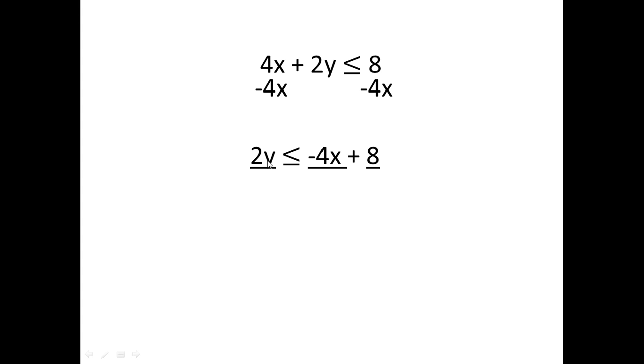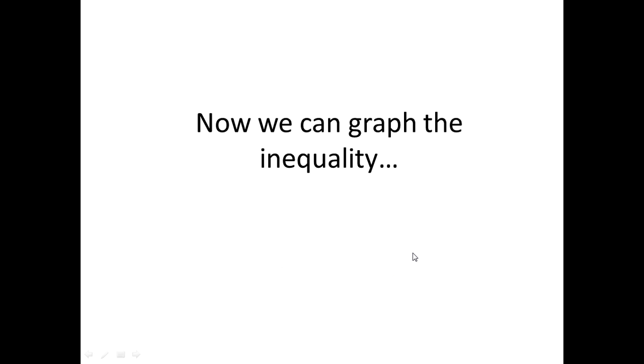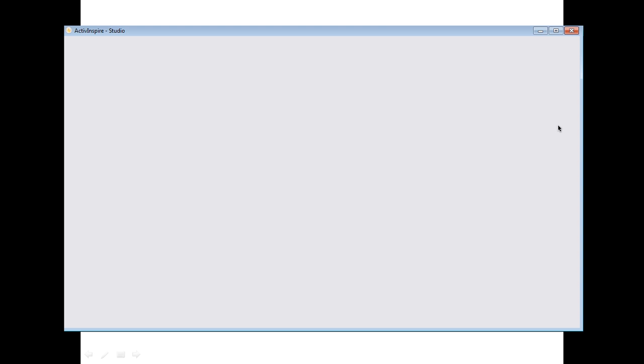Now, y is almost by itself here, but we're multiplying by 2, so you divide both sides by 2, and remember to divide everything on the right by 2 as well. And so now we're left with y is less than or equal to negative 2x plus 4. Now, if you remember from inequalities before, don't forget, if you divide or multiply by a negative, you have to flip the inequality. Since we only divided by a positive number, our inequality stayed the same. So now we have our inequality in slope-intercept form. Okay, now we can graph the inequality.